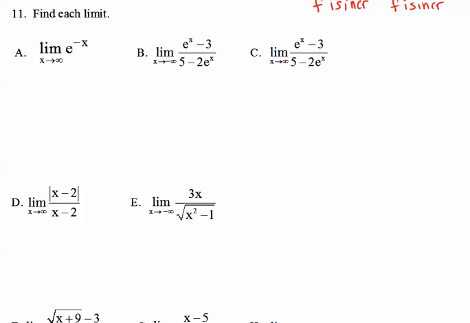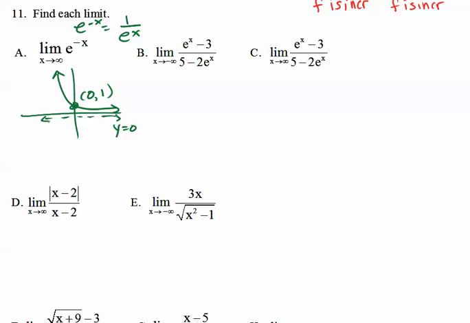The limit of e to the negative x. Remember that e to the negative x is the same as 1 over e to the x. So instead of rising on the right side, it rises on the left side with y equals 0. So our key point would be at (0, 1). So know your common functions. As x goes to infinity, this limit will be 0.